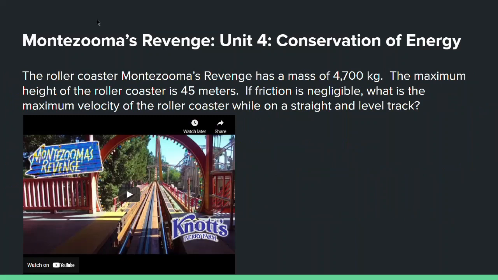So the second roller coaster situation is that Montezuma's Revenge has a mass of 4,700 kilograms, and the maximum height that the roller coaster achieves is 45 meters. So without friction, what's the maximum velocity of the roller coaster after achieving that height and rolling onto a straight and level track?